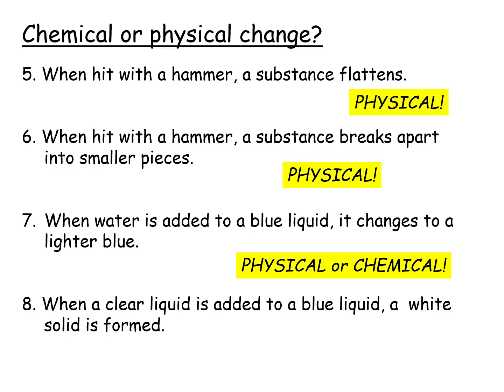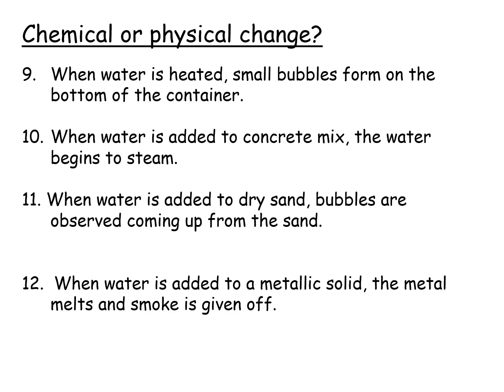So number 8, when a clear liquid is added to a blue liquid, a white solid is formed. The fact that not only do we have a color change, but we also have a solid being formed means it's very chemical. All right, so when water is heated, small bubbles form on the bottom of the container. The fact that it is on the bottom of the container tells us that it's just from the heat that is being delivered to the container, and so it's starting to do a phase change where it's hotter than the surroundings. So that would just be physical.